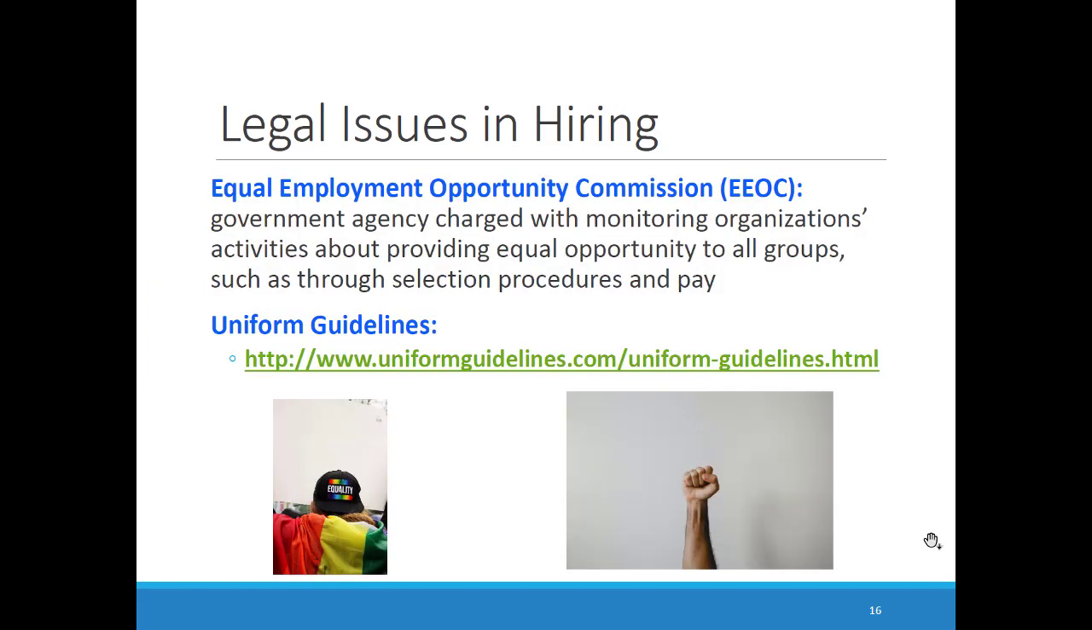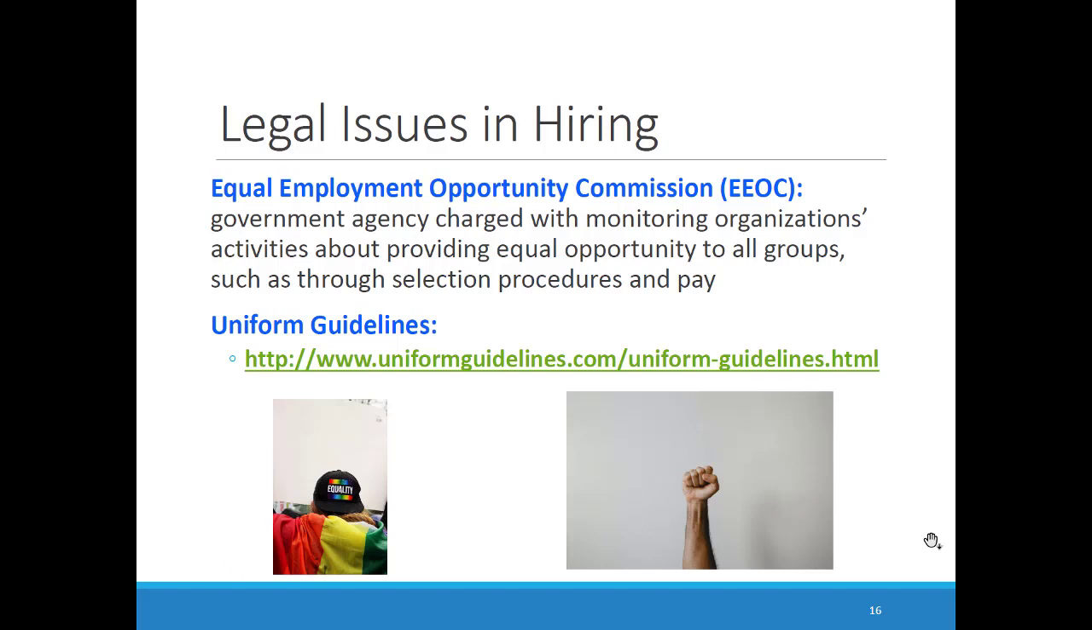In terms of legal issues in hiring, there is a commission called the Equal Employment Opportunity Commission, and this is a government agency that is charged with monitoring organizations' activities in terms of providing equal opportunity to all groups, such as selection, procedures, and pay.